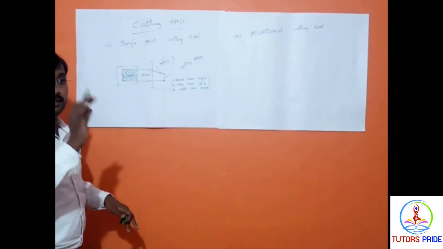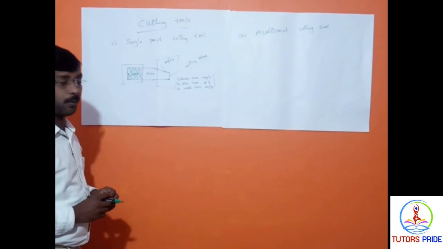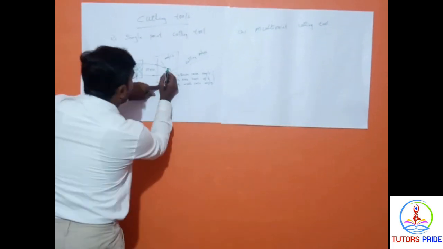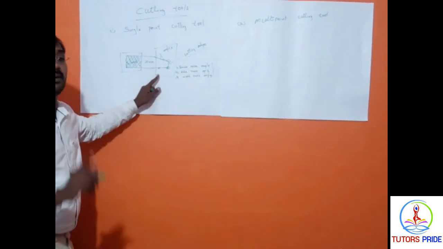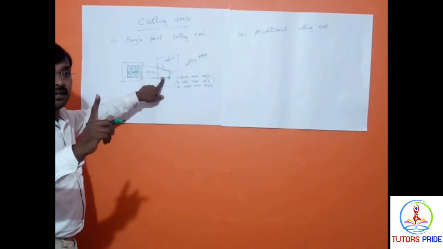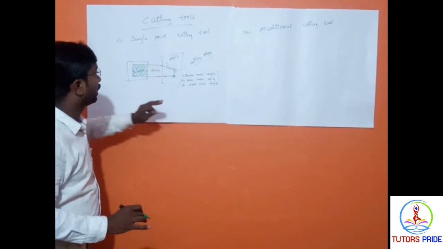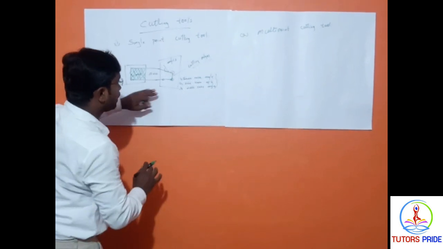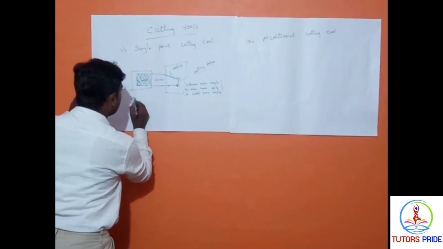And how will it be useful to society? First, these are the cutting tip edges, but there is only one tool tip. That's why it's called single point. It cuts only from the face side. That's why it's called a single point cutting tool. And this cutting tool is used in many ways. The first one is in the lathe machine.